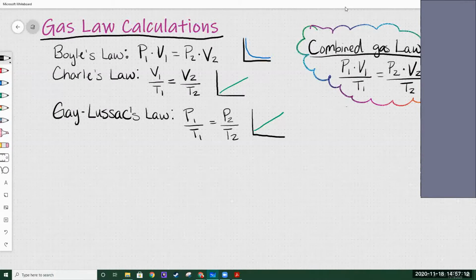And then the next one we have is the ideal gas law. We've discussed the ideal gas law before.